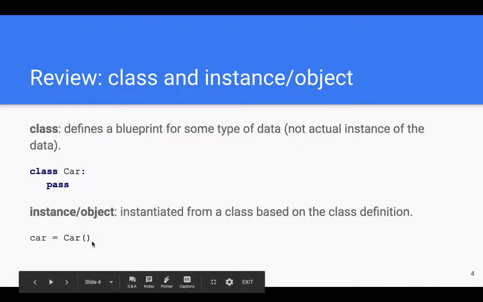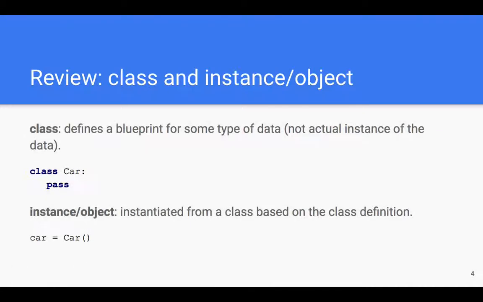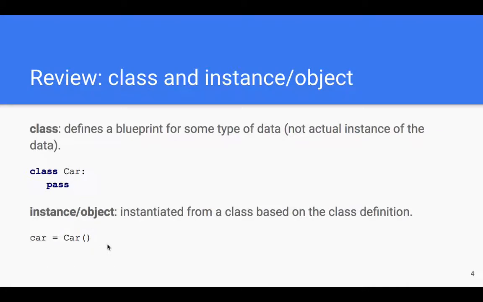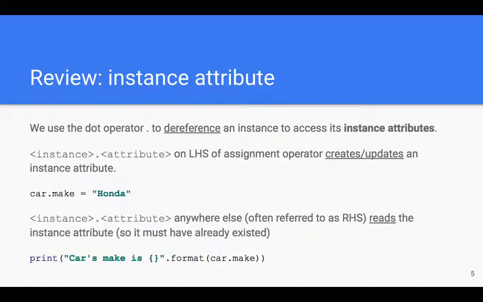And this is the syntax. It's just the name of the class followed by parentheses. There might be something that goes into the parentheses, but the important thing is it's the name of the class followed by parentheses, just like calling a function. That's how we instantiate an instance or an object from the class definition.